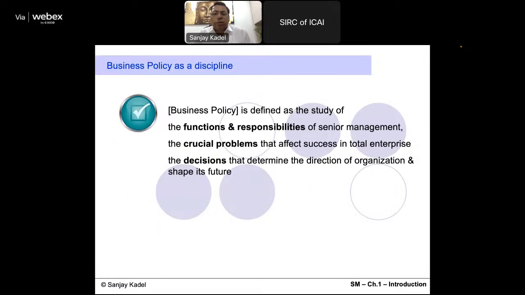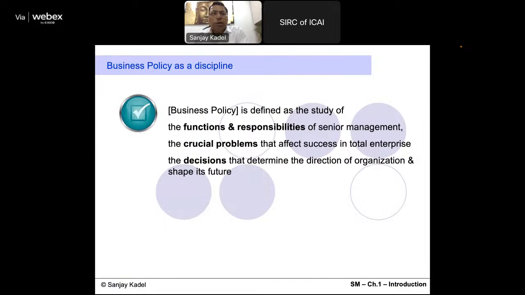Now, what is business policy? It is defined as the functions and responsibilities of senior management, the crucial problems that affect success in the total enterprise, the decisions that determine the direction of the organization and shape its future. If you observe this definition, it is talking about senior management functions and responsibilities. Why is it so? Because it is the senior management which actually shapes and drives the organization towards a particular direction and at a particular speed.